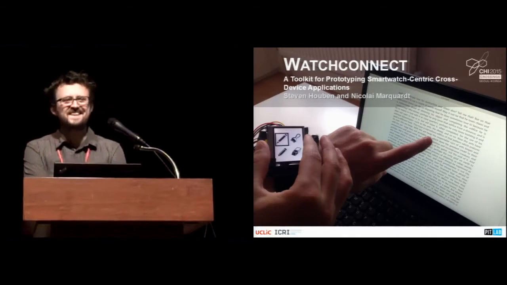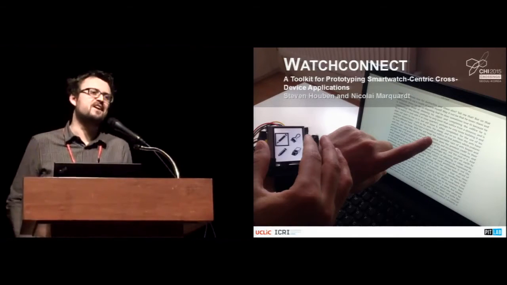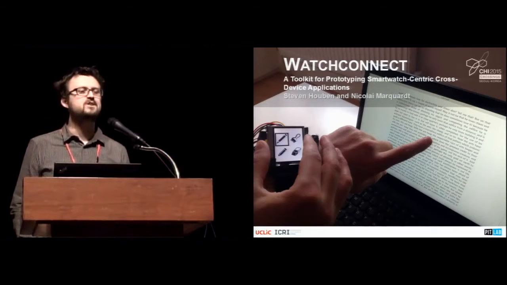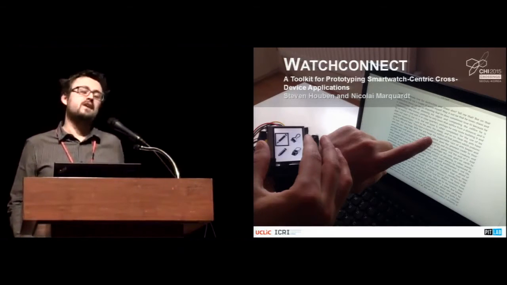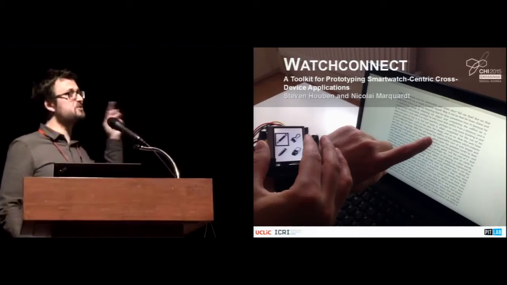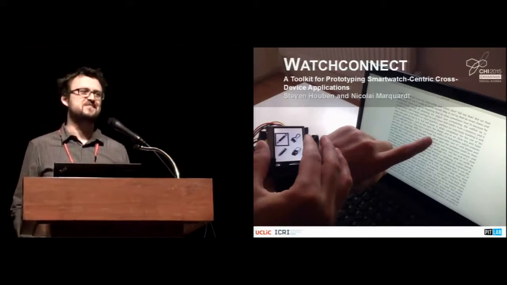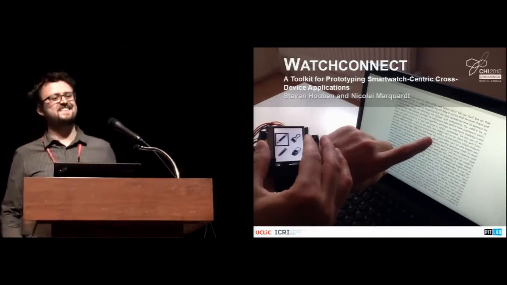Well, I think it's very unlikely that people will wear even more than one watch, but I think that's an interesting question, and I don't have an answer to that, but I think that the toolkit would allow you to actually find that answer out, so you should download and use it.